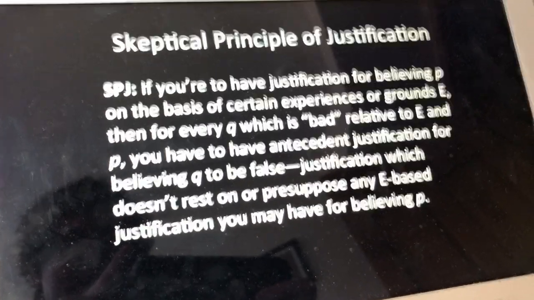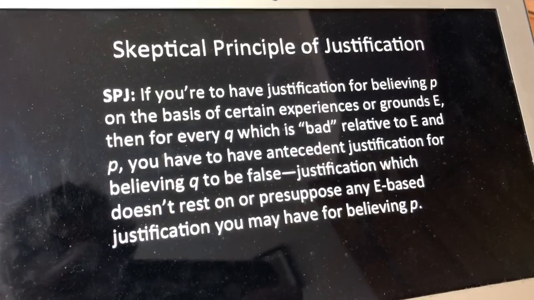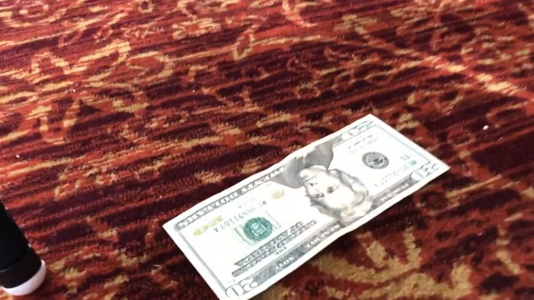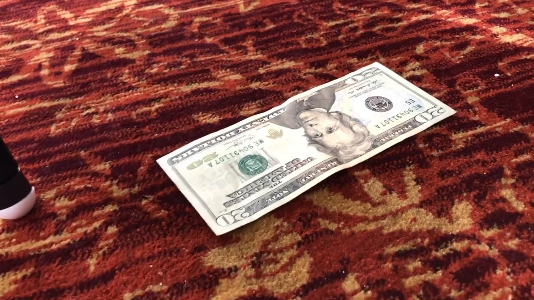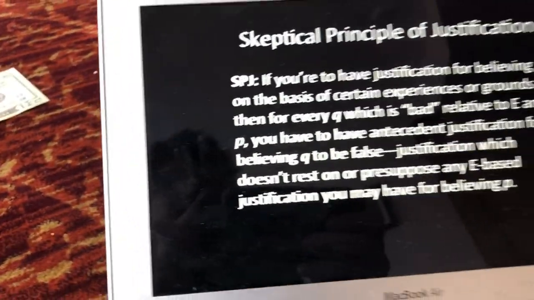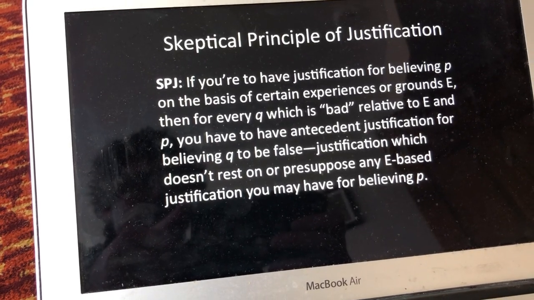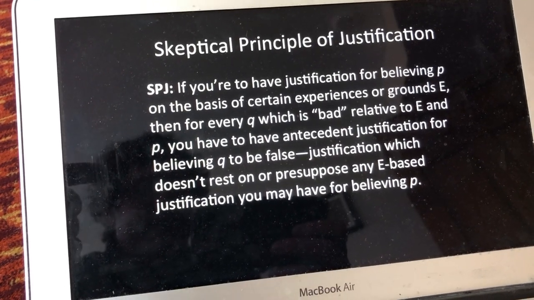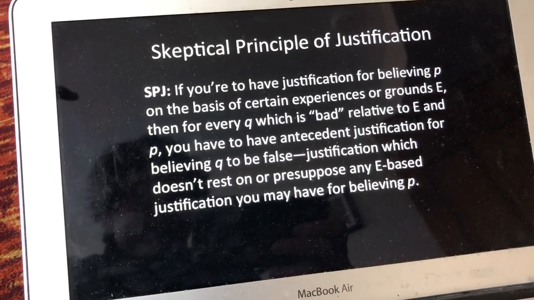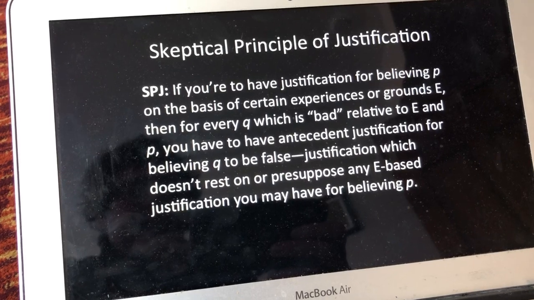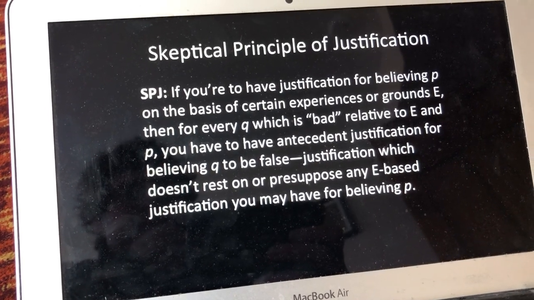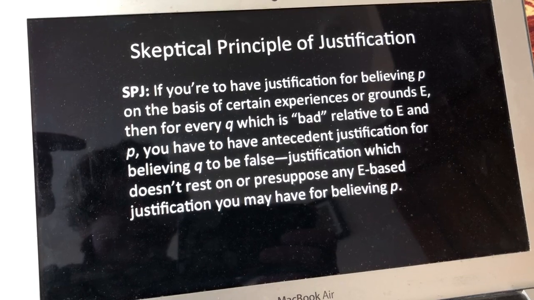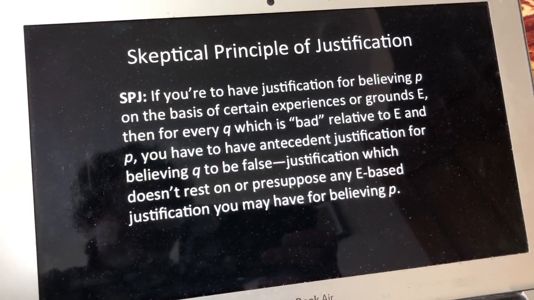So let me just try to unpack this for a minute. Say that P is, I have hands. The grounds is my perceptual experience of looking at it, or there's a $20 bill on the ground there. My perceptual experience is the source of my knowledge of that. Supposedly, that's the grounds, my experience of the thing. But this is a conditional: in order for that to count as a source of justification, it has to be the case that for every scenario that's bad relative to E and P, namely like I've been dreaming for my whole life, or there's an evil demon deceiving me, I have to have an antecedent justification for believing that that's false. I have to have a justification for believing that there is no demon, or that I'm not dreaming. And that justification for believing that Q is false can't rest on or presuppose my evidence for believing that I have hands.